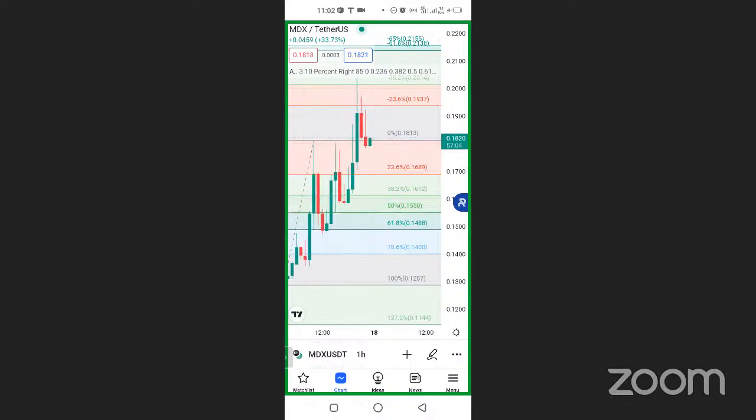Yeah, we understand. But what time frame are we looking at now? We are in the 1 hour time frame. Okay, so it will take 1 hour for this to finish forming. Yes, this candle will take 1 hour.